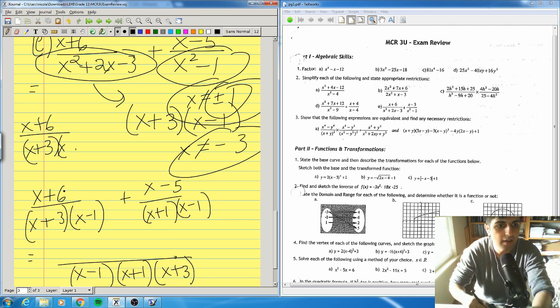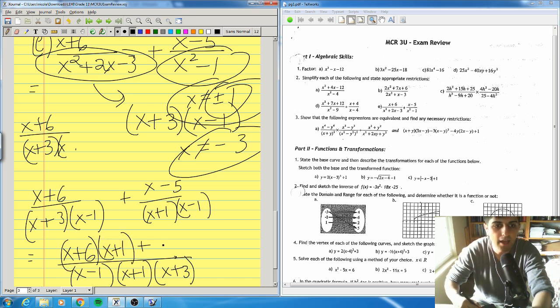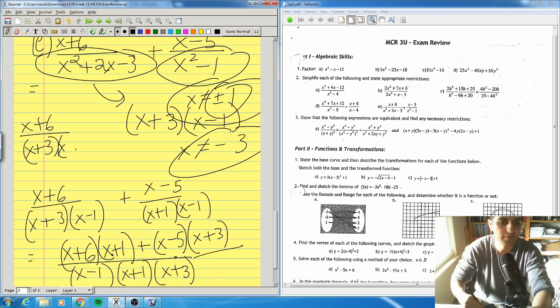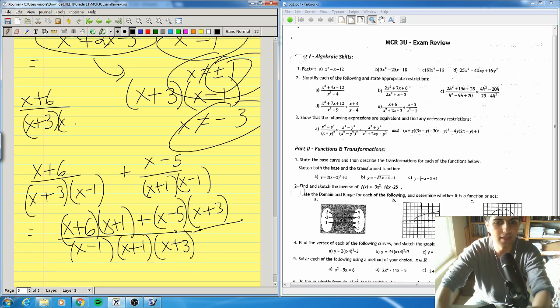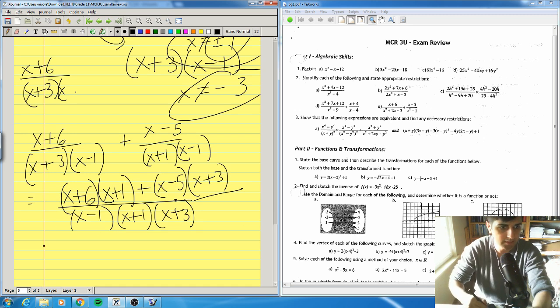And here I have to multiply the top by whatever's missing. So on this left side, notice I don't have x plus 1. So I multiply it through, and I go x plus 6 times x plus 1. Okay, and then I add, and then I do x minus 5, okay, times whatever's missing here, and that's x plus 3. Now, in this case, all you have to do is expand and simplify, and you're pretty much done. Okay, and that's that problem. So let's see if I could do that really quick.